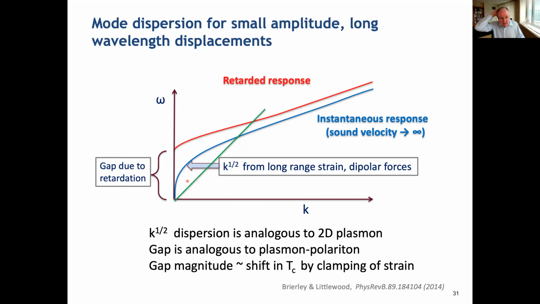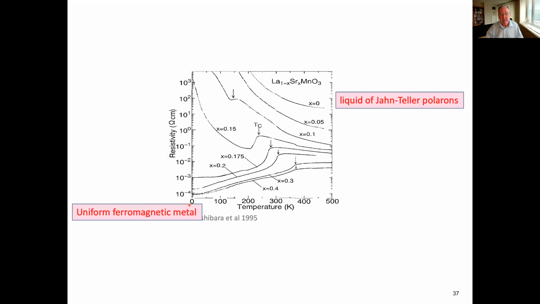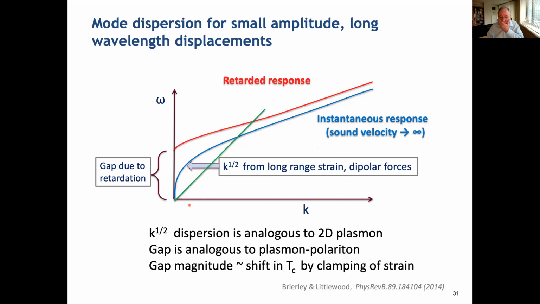This is statically well known. It's called strain clamping in ferroelectrics, and it corresponds to a shift in TC, depending on whether you've got a thin film which is clamped to a substrate or a solid which is free to change shape. So that was perhaps supposed to be an introduction rather than a conclusion to this. But the point is that this is relatively well understood physics at long length scales.